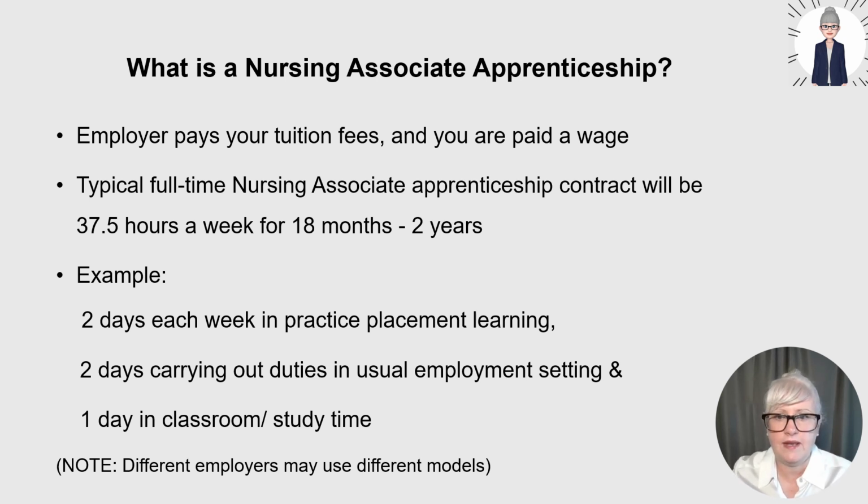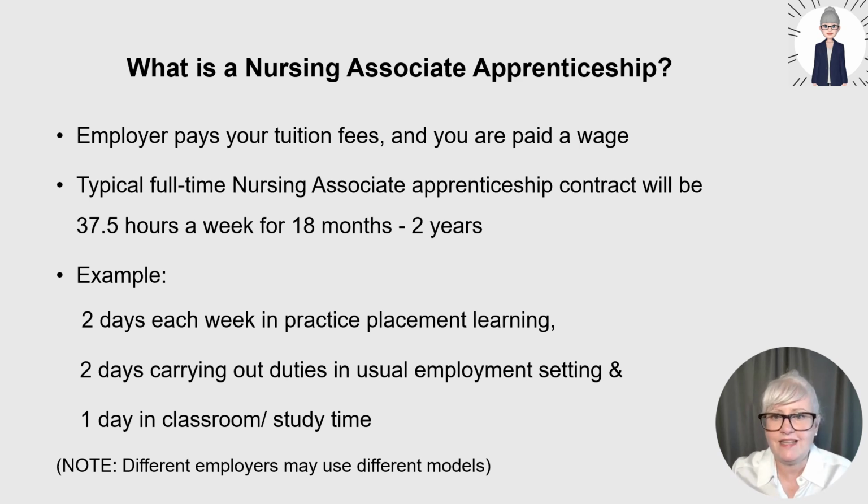They're not paid back in any way. So what does this mean in practical terms? So you apply for a training nursing associate apprenticeship with an employer. If you're successful at interview, you are signed up as an employee on an apprenticeship contract for as long as the apprenticeship lasts. So a typical full-time nursing associate apprenticeship contract will be 37.5 hours a week for 18 months to 2 years. Usually they're 2 years.